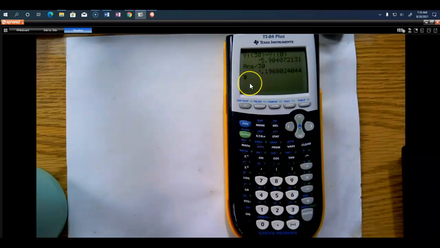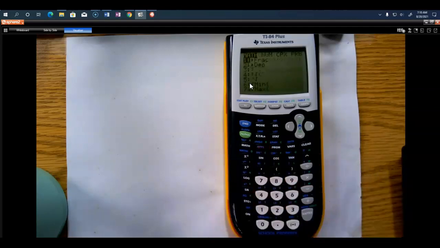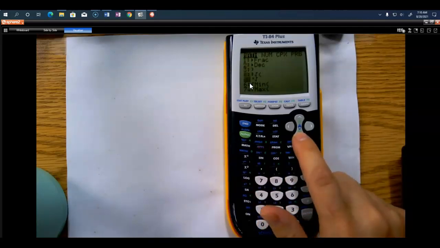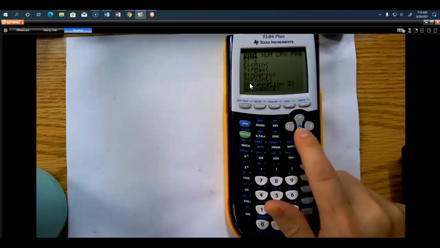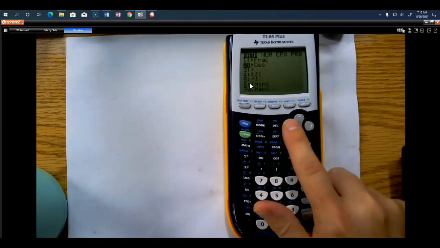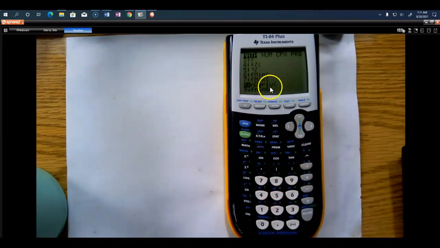Now, I want to do the derivative. How do you do the derivative on the home screen? Because we haven't learned that yet. You're going to press Math, and then you're going to scroll down to where it says nDeriv. There it is. You're going to press that.